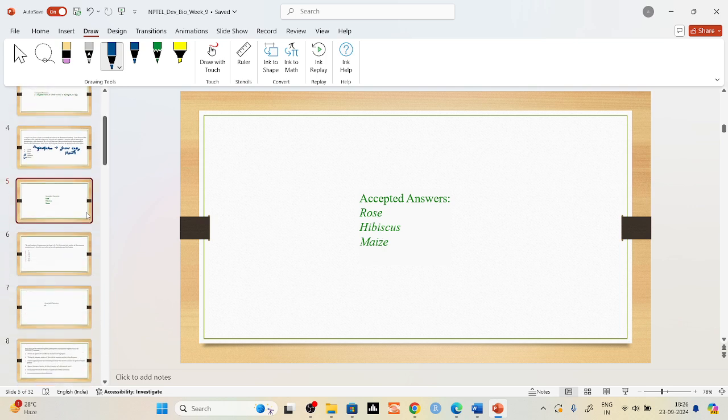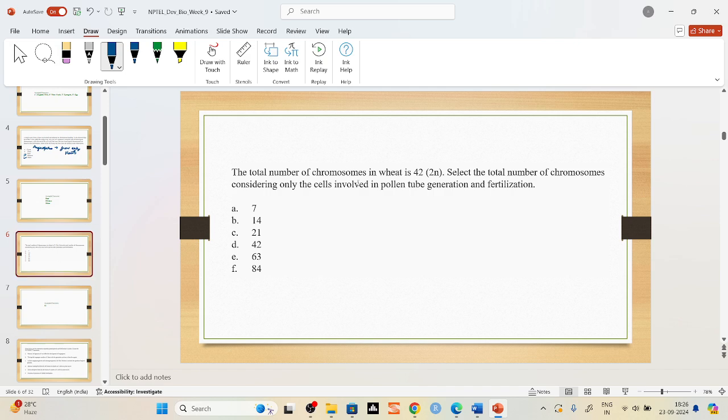Fine. So the next question is, the total number of chromosomes in wheat is 42, that is 2n. Select the total number of chromosomes considering only the cells involved in pollen tube generation and fertilization. Your options are A 7, B 14, C 21, D 42, E 63 and F 84. So you have to select the total number of chromosomes involved in pollen tube generation and fertilization. What do you think should be the answer? Whatever you think, just write it in the message box, okay? 2 minutes for this question.